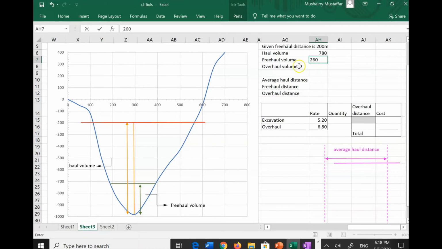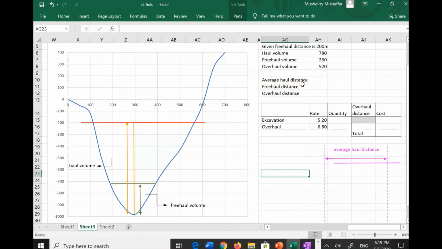So overhaul volume will simply be the difference between haul volume and the freehold volume. So if I enter that, I will calculate what the overhaul volume is, 520. Okay, now we know that. So that's how much volume that will be charged for transportation. Now the next thing is to find the average haul distance.